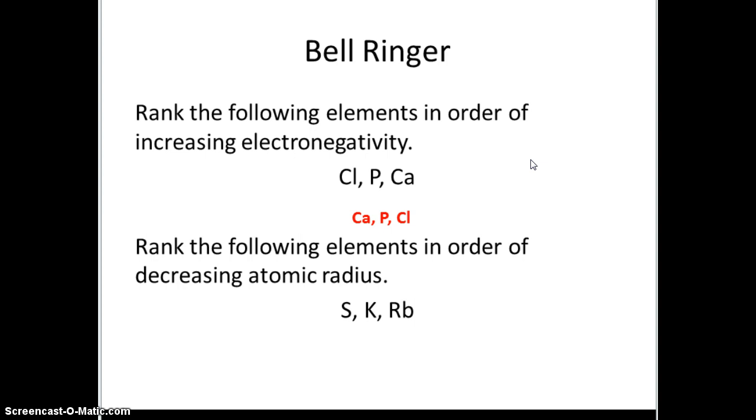When it comes to atomic radius, it's the regular snowman. So as you move down a group, it gets larger, and as you move across the table, it gets smaller. And it should be in this order. Rubidium is the largest atom, so that's why it is first, because it's decreasing radius, and then potassium and sulfur come after that.